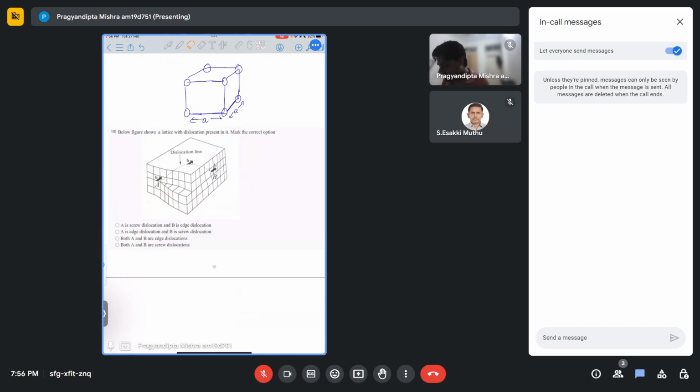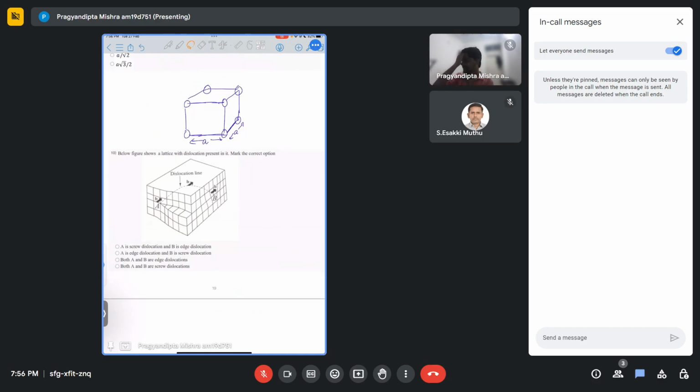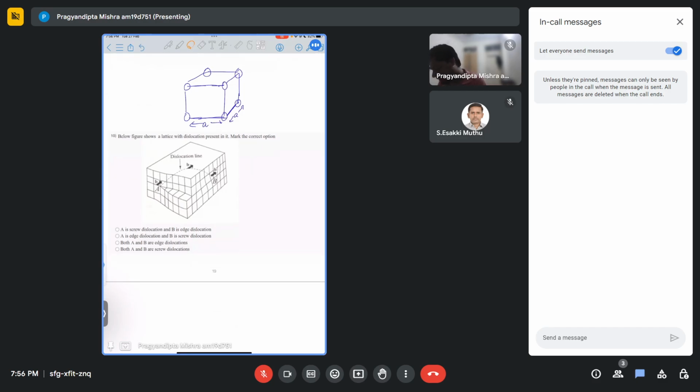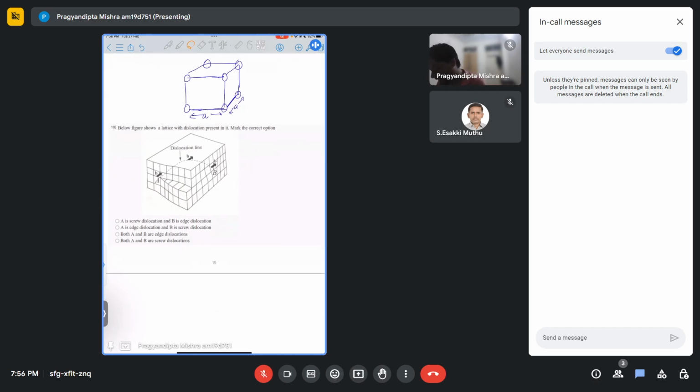Yeah. The final question shows a lattice with dislocation present in it. The figure below shows a lattice with dislocation present in it. Mark the correct option. They are asking which is screw and which is edge. Now there are so many hints that they have given. First is, of course, how the dislocation looks.